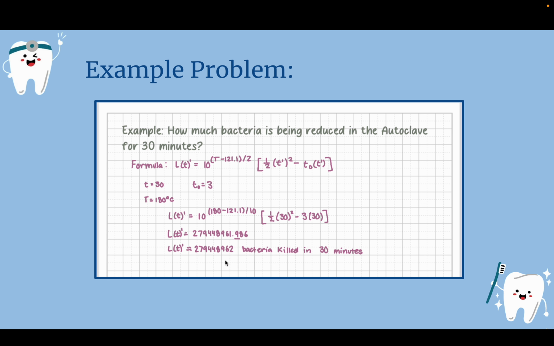So after you put in all your values and you plug it into a calculator, this is what your number should be. And as you can see, it's a very large number, which is good because the longer the tools are in the autoclave, that means that more microbes are being reduced. So you want a large number. So this is our answer.